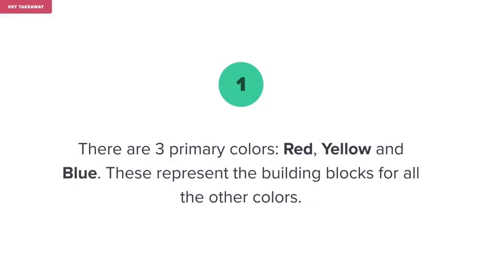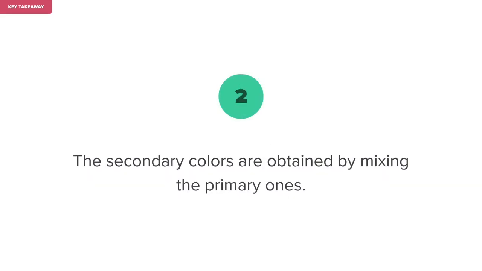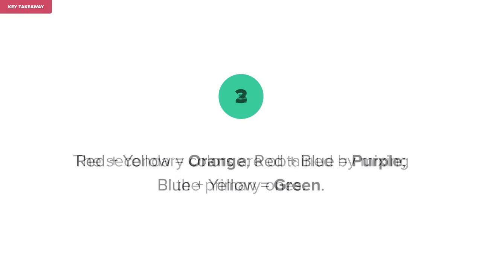Now, let's see some key takeaways. There are three primary colors: red, yellow, and blue. These represent the building blocks for all the other colors. The secondary colors are obtained by mixing the primary ones. Red plus yellow equals orange, red plus blue equals purple, blue plus yellow equals green.